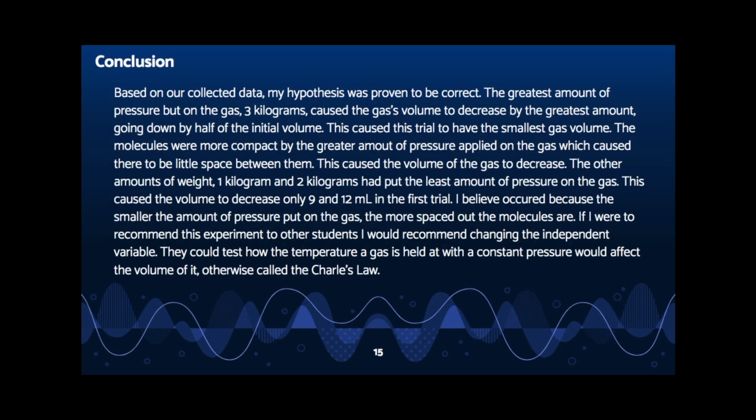Based on our collected data, my hypothesis was proven to be correct. The greatest amount of pressure put on the gas, 3 kilograms, caused the gas's volume to decrease by the greatest amount, going down by half the initial volume. This caused the trial to have the smallest gas volume as well, compared to the other two weights or amount of pressure. I believe this occurred because the smaller the amount of pressure put on the gas, the more spaced out the molecules are.